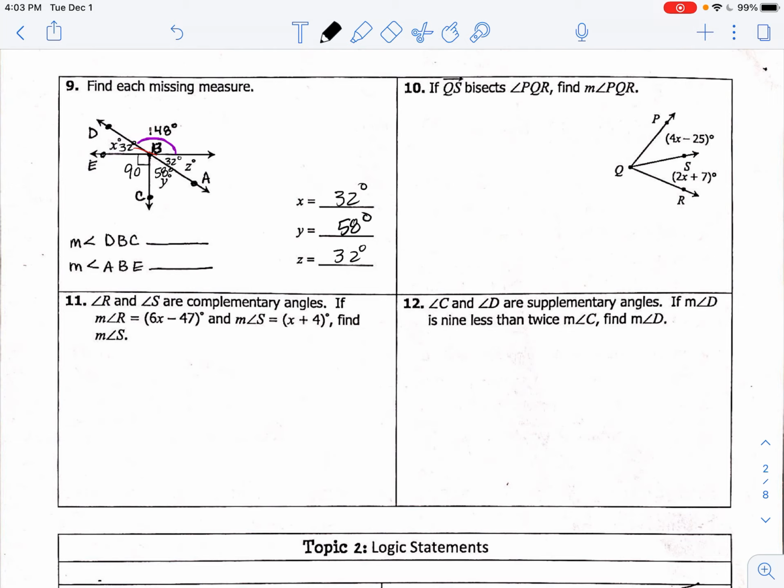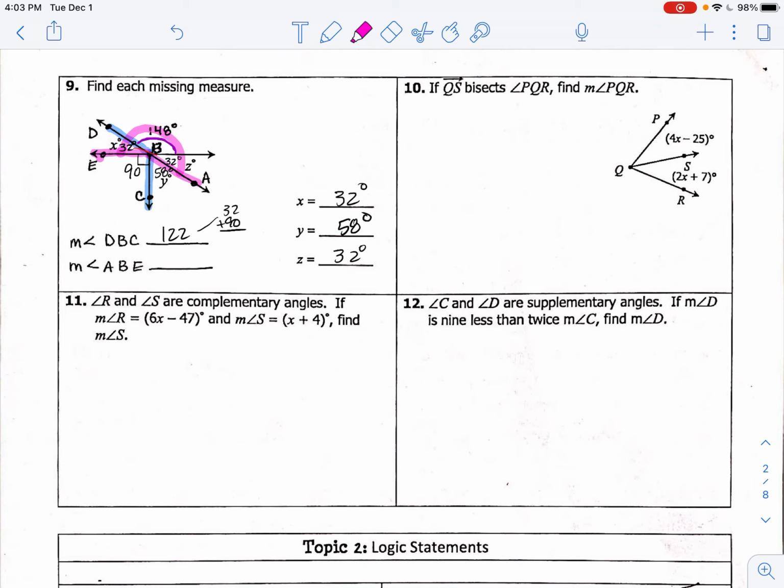All right, so now let's answer these questions. So the measure of angle DBC, D to B to C, will be 32 plus 90. So 32 plus 90 is 122. And the measure of ABE, so let's take a look. A to B to E, so it's going to be this big angle, A to B to E.